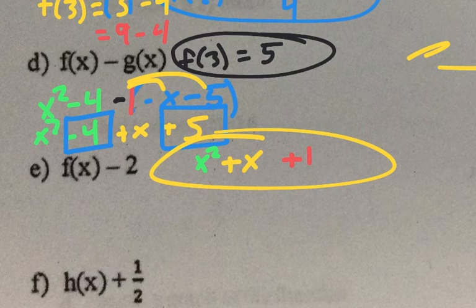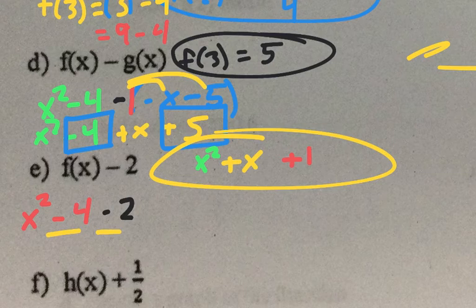That's exactly right. We're going to take all of f of x and then subtract 2 from it. So f of x was x squared minus 4. And then the problem said to subtract 2 from that. Do I have any like terms? Negative 4 minus 2. Yeah. x squared minus 6.